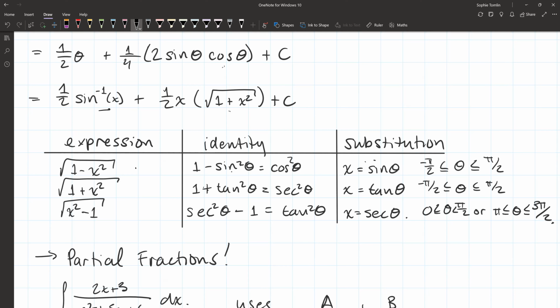of the Pythagorean identity. So 1 minus sine squared theta is equal to cos squared theta. So the substitution that you're going to do here is x is equal to sine theta. And then these restrictions on theta are important because if you're doing trig substitution, you're going to have an inverse term somewhere. And the inverse of trig functions is only defined on a certain domain, or on a certain interval.